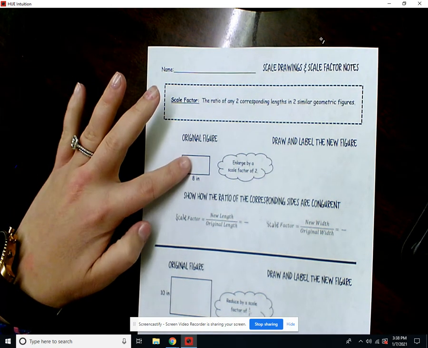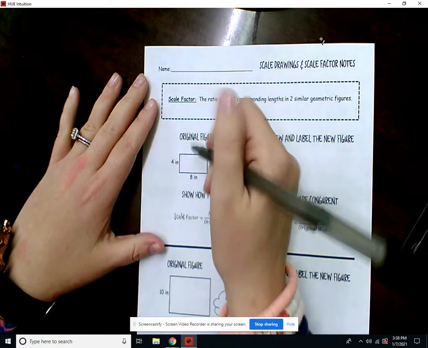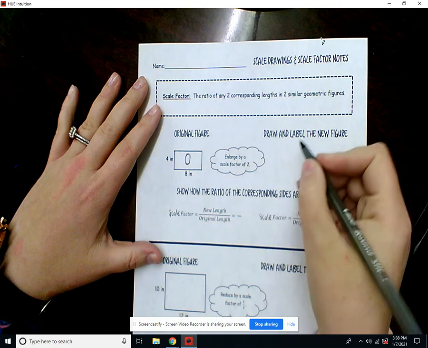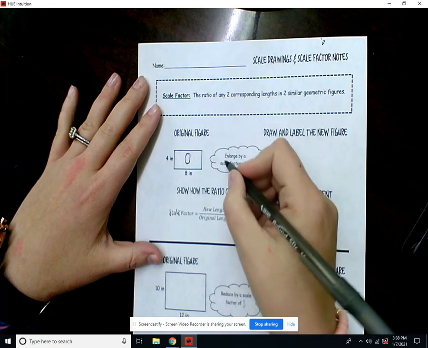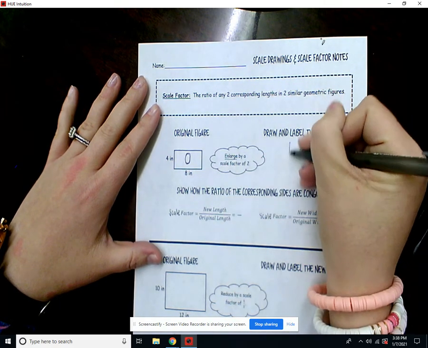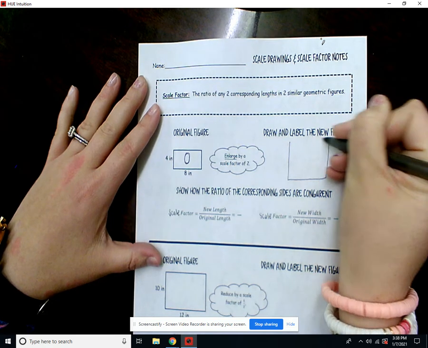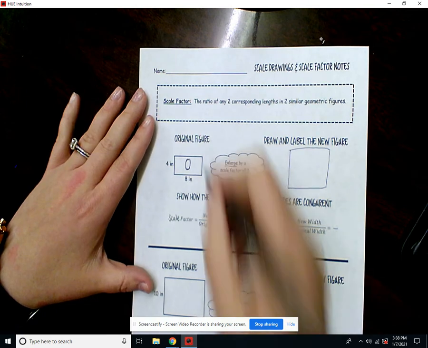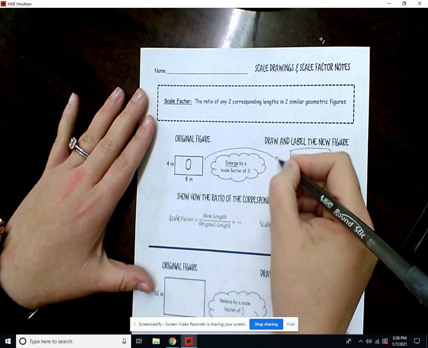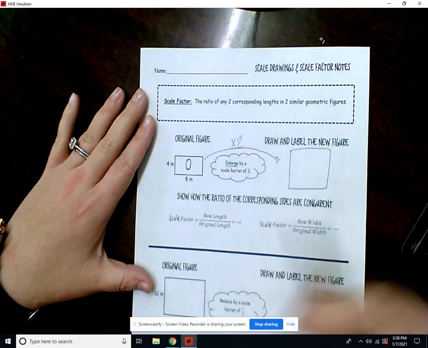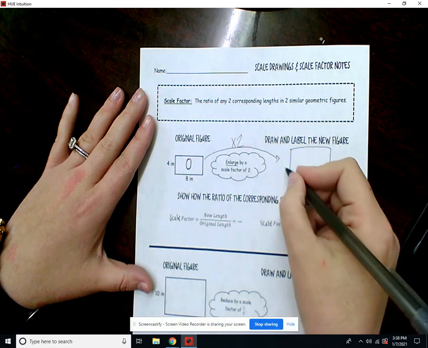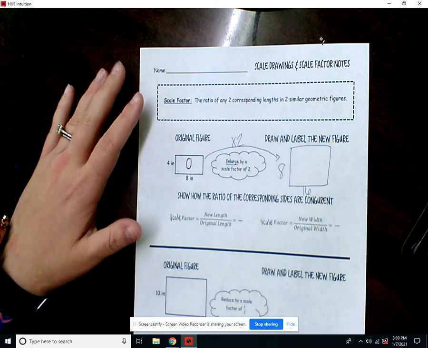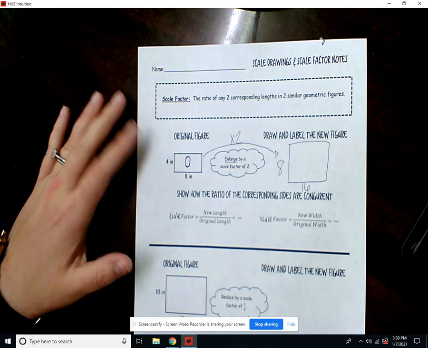So this is our original figure. I'm just going to put an O in it. Kind of goes back to our new and our old. So we're going to draw a new one. We're going to enlarge it. So enlarge means it's going to be bigger. Okay, we're going to enlarge it by 2. So when we do scale factor, we're timesing everything by 2. So I'm going to do 4 times 2, which is 8. 8 times 2, which is 16. So there is our new image.